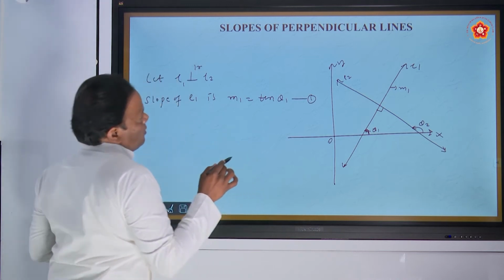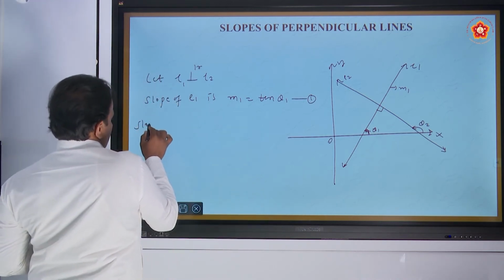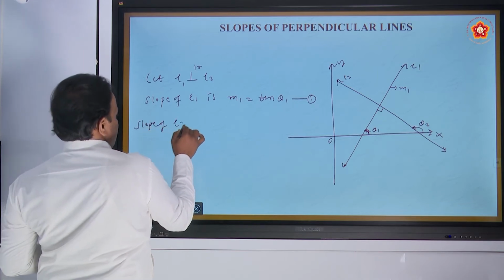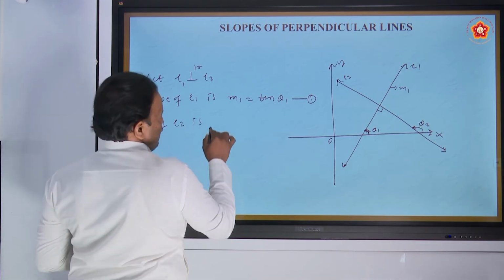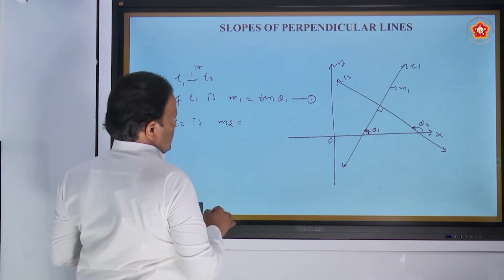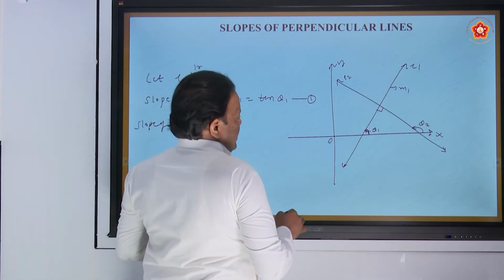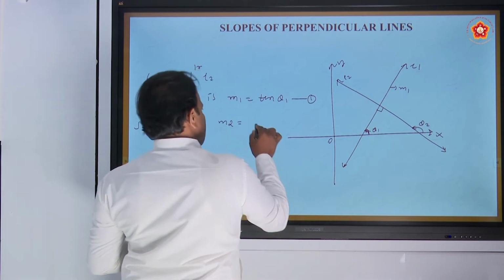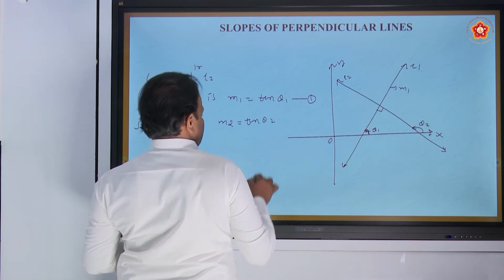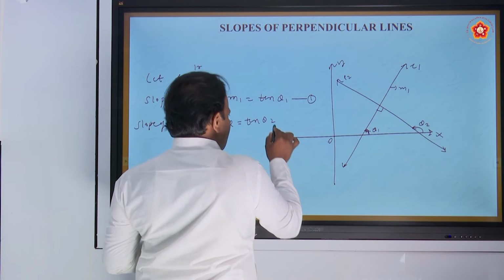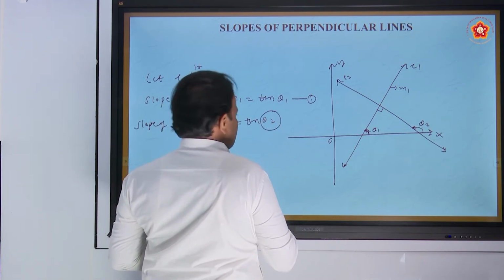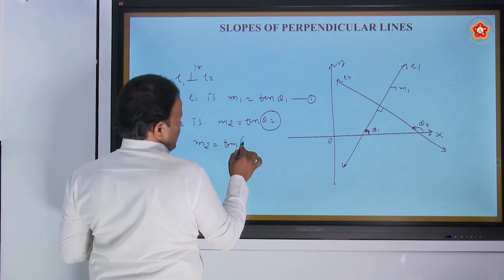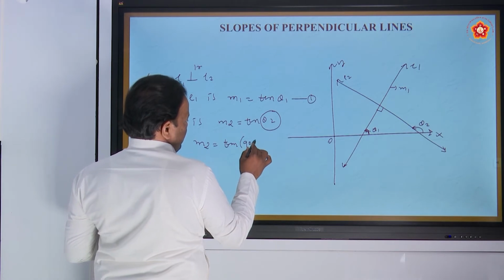What is the slope of L2? The slope of L2 is M2. M2 is nothing but tan theta 2. But write theta 2 in terms of theta 1. Observe here. So I can write M2 is equal to tan of theta 2, and theta 2 is nothing but 90 plus theta 1.